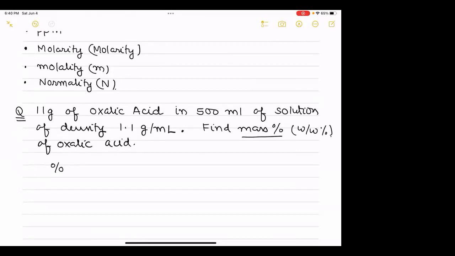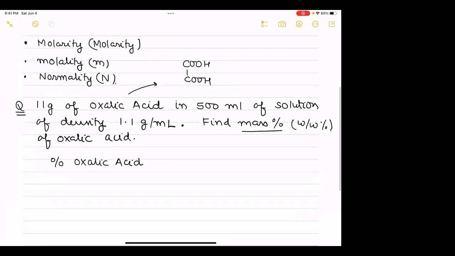So percentage of oxalic acid. You guys know what is the formula of oxalic acid? Is it C2H2O4? C2H2O4, yeah, it has two COOH groups. It is a dicarboxylic acid. Why am I telling you? Because we have organic chemistry, so we will be discussing it in detail.